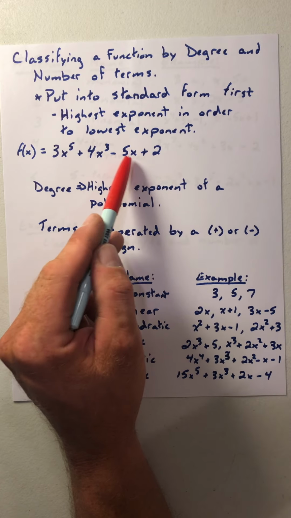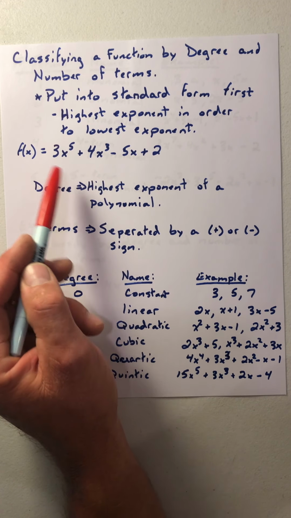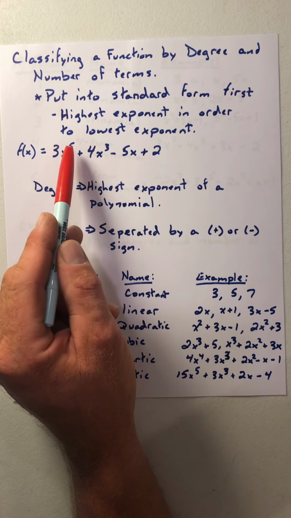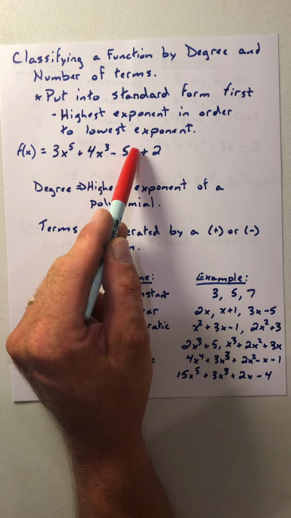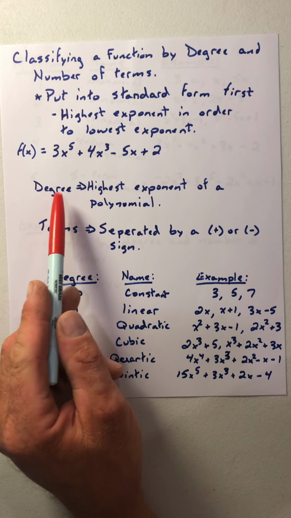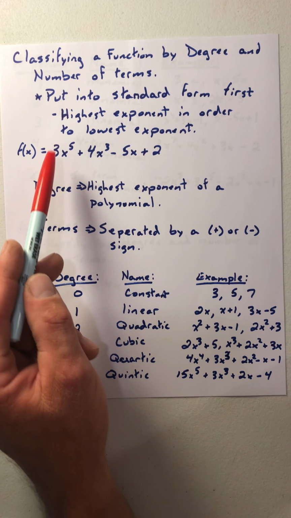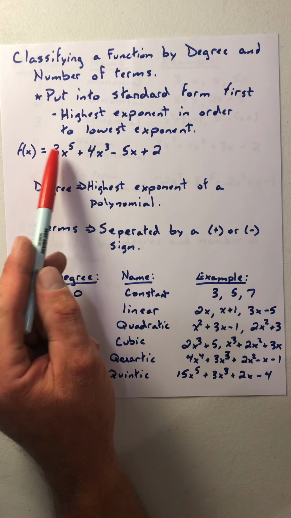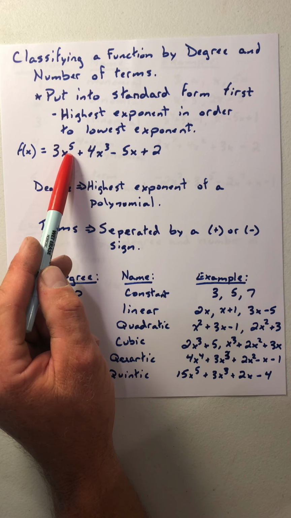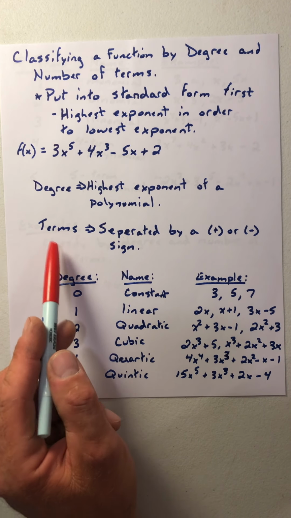Coefficients don't mean anything to us. The coefficient, remember, is the number in front of x. We're only looking at the exponents. We're going to start with the highest and work our way down to the lowest. The degree then is that highest exponent. So we'd say the degree of this polynomial is 5.